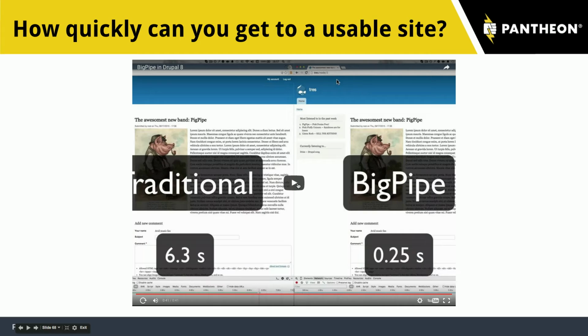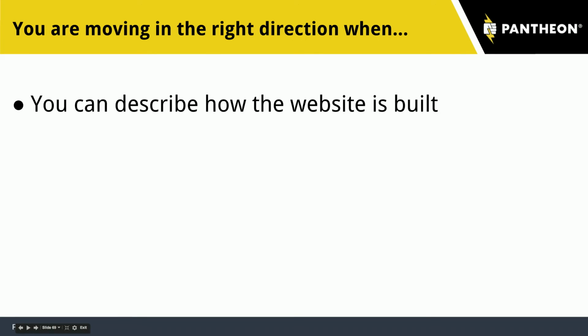So we need to keep asking ourselves why. Why is this site slow? How can we get to a faster usable site? And how are we moving in the right direction? You know you're moving in the right direction if you can describe how your website is built. If it takes you 5 minutes to describe how the page is built and you have to reference 8 different modules and all 10 layers of pre-processing, then your site is going to have a hard time being performant.